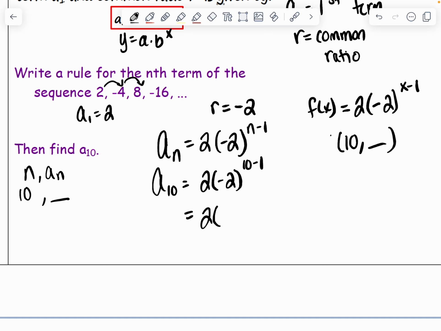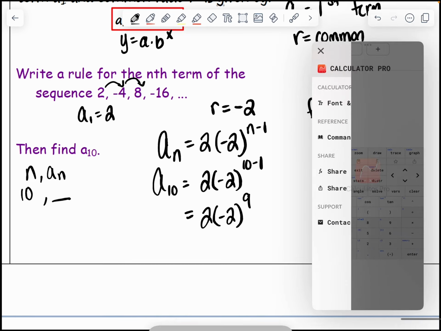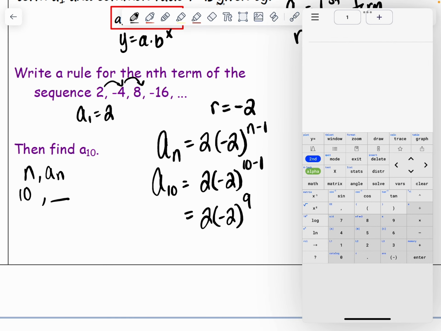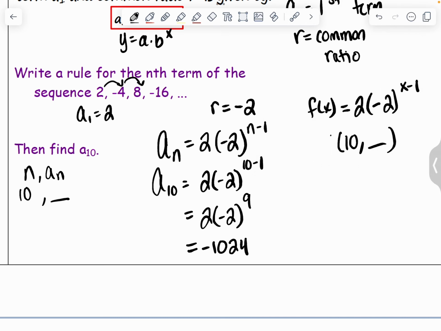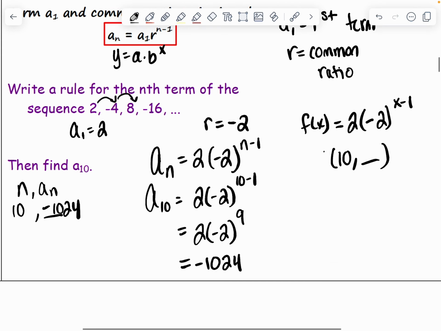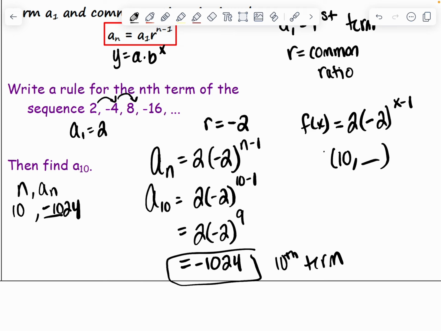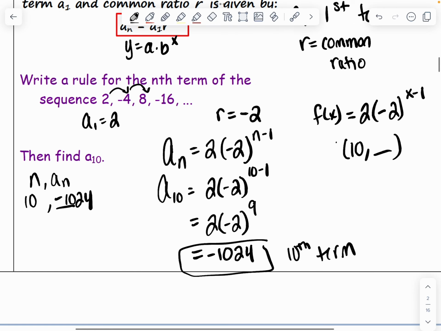That would give you 2 times negative 2 to the 9th power. Let's see if I can open my calculator here. Make sure you type it in correctly so that you follow the correct order of operations. If you type it in just like that, your calculator should give you the correct answer. So negative 1,024. That means the 10th term is negative 1,024. If you kept going here, you would find that the 10th term in the sequence is this value. That's what a sub 10 stands for in this situation, or when you plug in 10, you get that output.